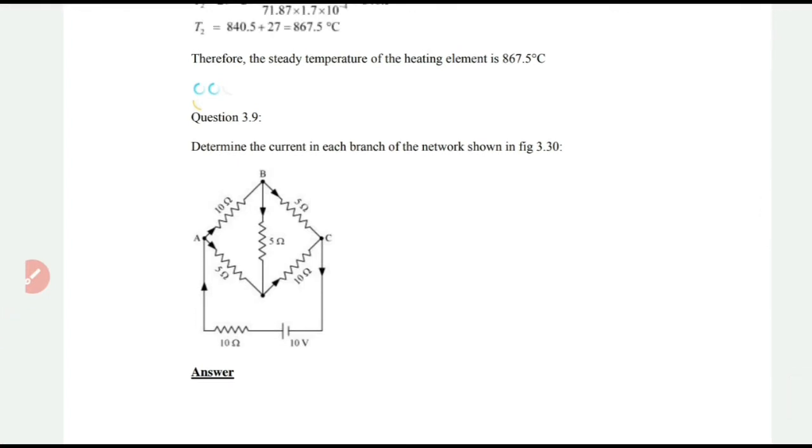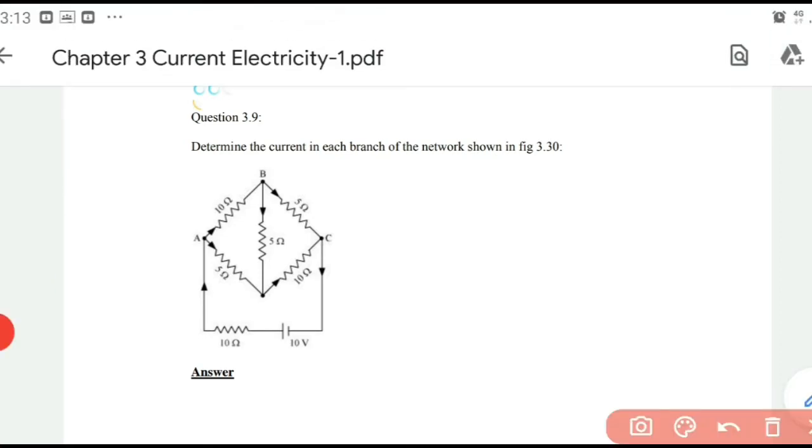Now we will do some questions from exercises. First question 3.9. Determine the current in each branch of the network shown in figure. So in the figure, it's given 5 resistances connected in the shape of a Wheatstone's bridge, and it is connected externally to a cell of EMF 10 volt and a resistance 10 ohm is there. Okay, so we are asked to find the current through each branch.